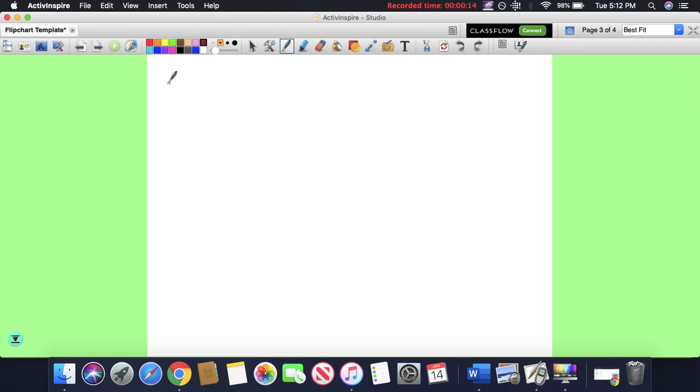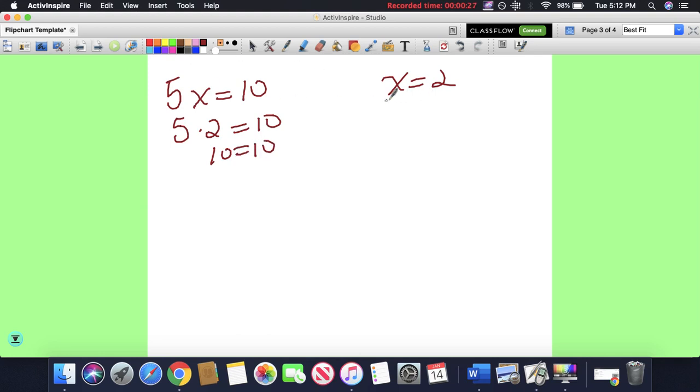So let's take a look at an equation like this. 5x equals 10. Well, you and I know that the answer is that x has to be 2, right? So if I substitute 5 times 2, then 10 equals 10, and that's the solution.